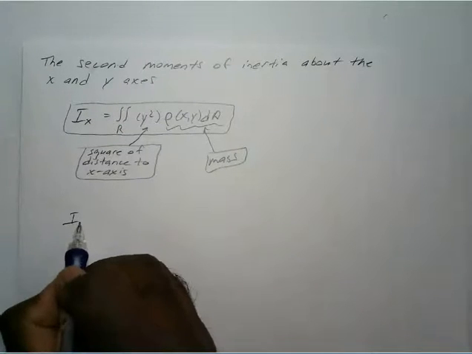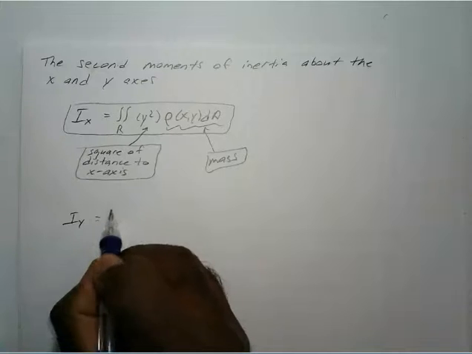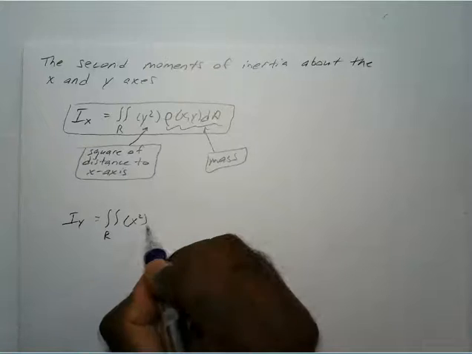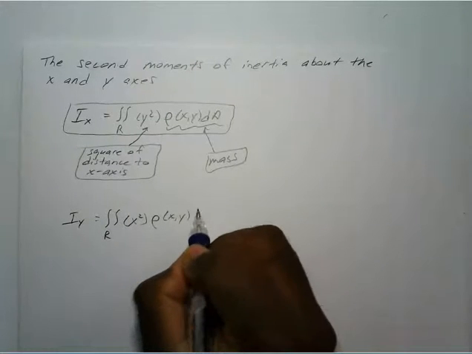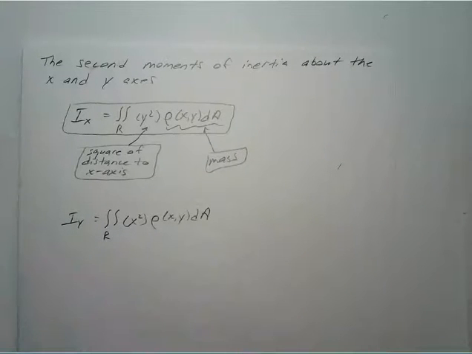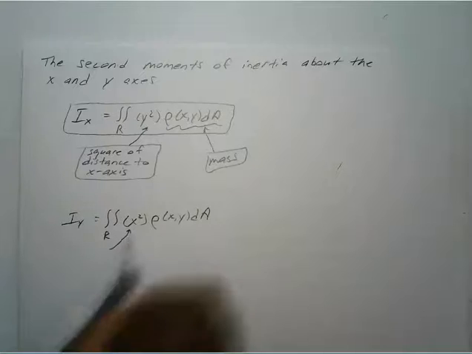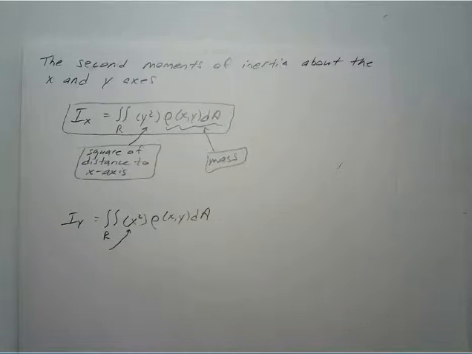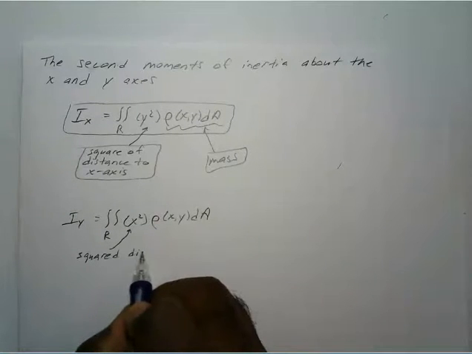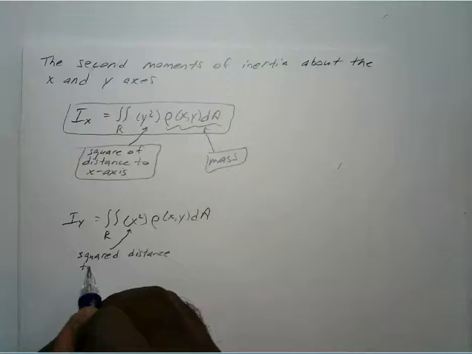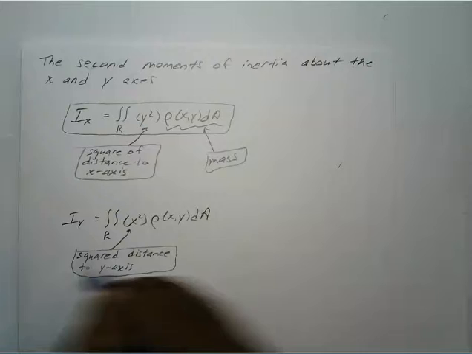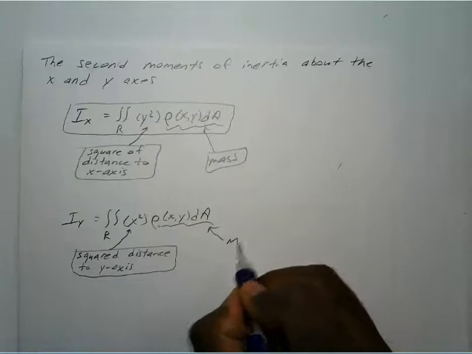Okay, so the moment of inertia with respect to the y-axis is equal to the double integral over the region of x squared times rho of x y with respect to the area. So of course our x squared is just the squared distance to the y-axis. And of course our rho is our mass.